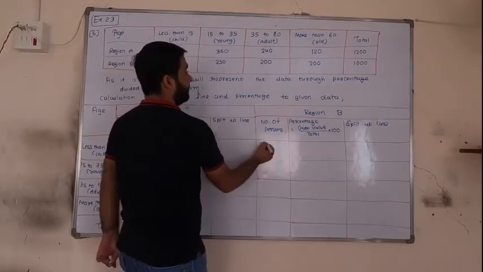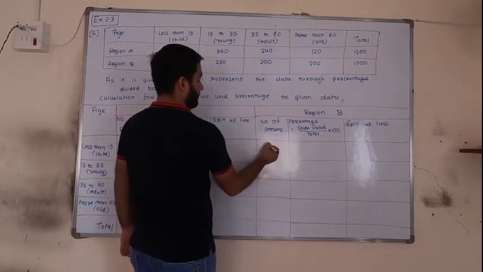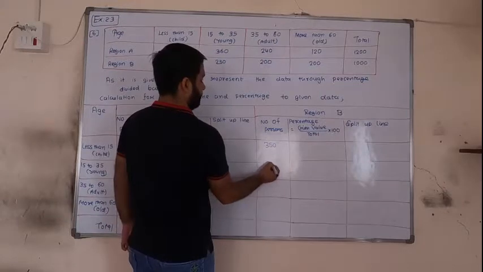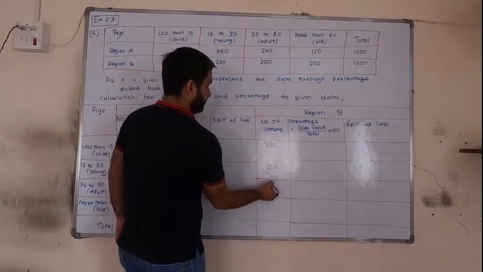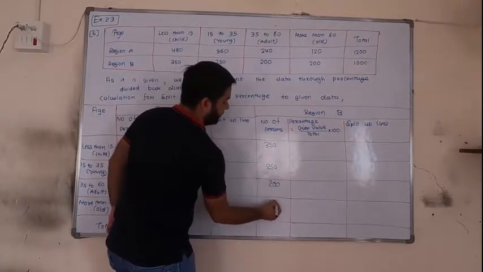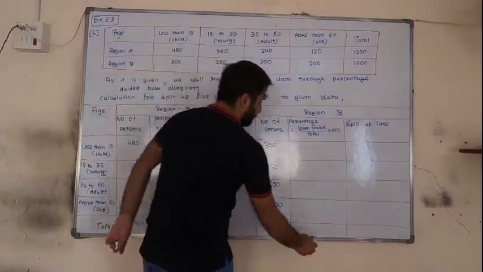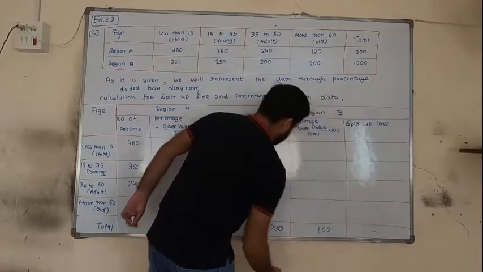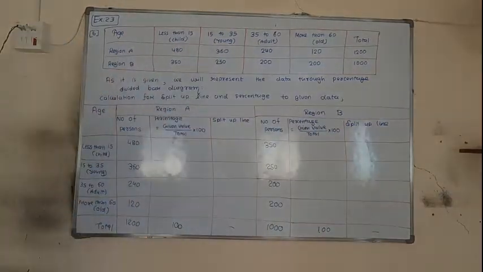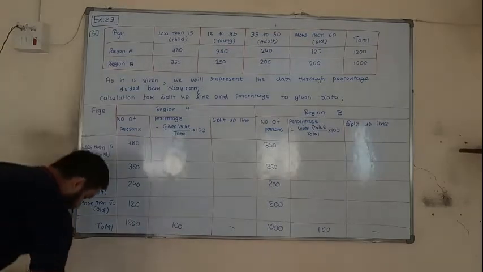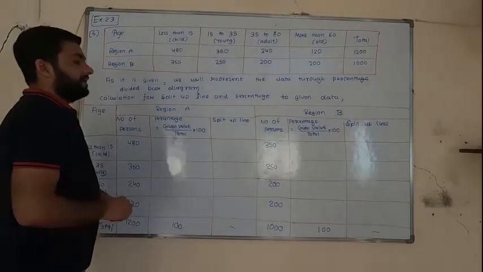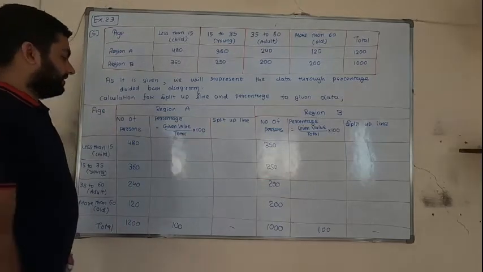Then 350, 250, 200, 200 and 1000. Here also percentage total will be 100, and dash should be here. So in this way our blank column is done. Okay, yes. Now friends, first we need percentage and then we will do split up line.